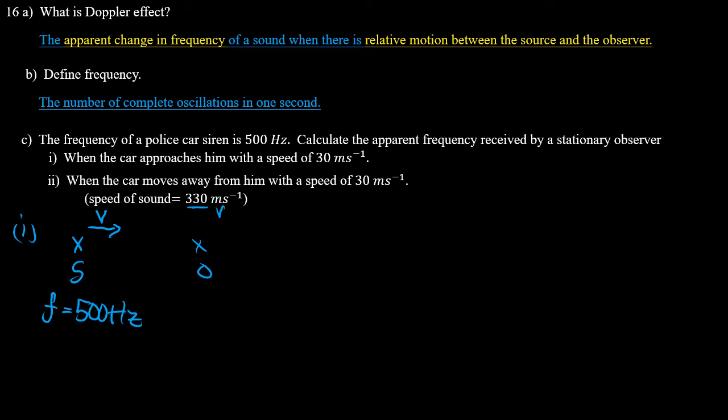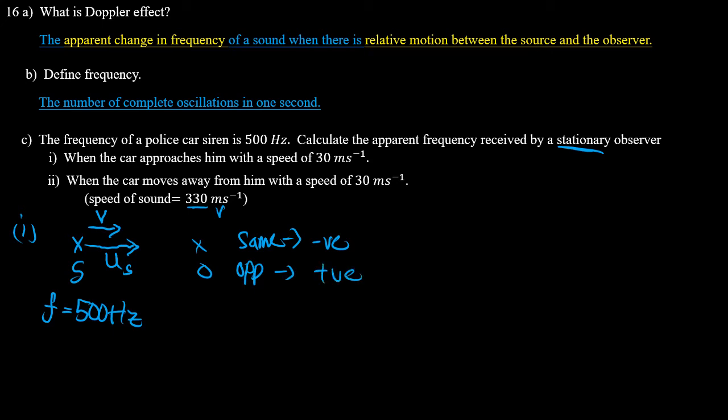So you have to calculate the apparent frequency received by a stationary observer. Stationary observer means the observer is not moving when the car approaches. Approaching means your source is moving towards the observer. So we have this direction as your Vs, which is the speed of your source. When we have both V and Vs in the same direction, they will be a negative value, while for opposite directions, we will have a positive.